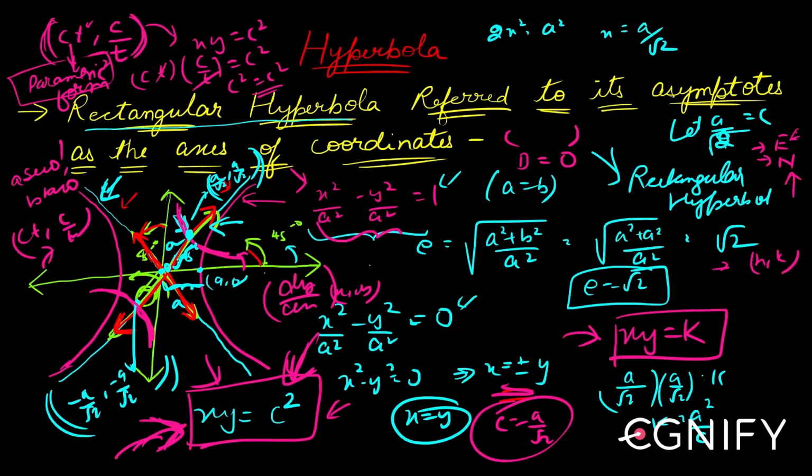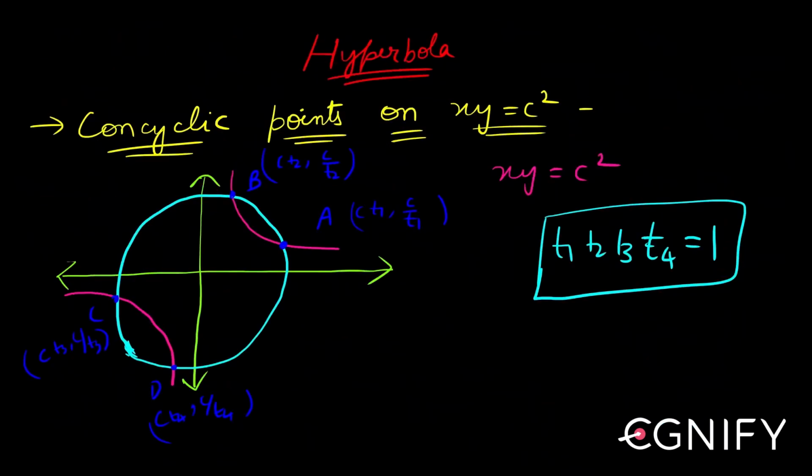Let's conclude the chapter hyperbola with just one more topic called concyclic points on the hyperbola xy equal to c square. Let us conclude this chapter with this final useful result. The derivation is lengthy, so I'll just give you the result, and the result is slightly important. You might just get a random question from this topic, and mostly if you get it as something which is formula based, it will be on this formula, because the derivation of this is slightly lengthy.